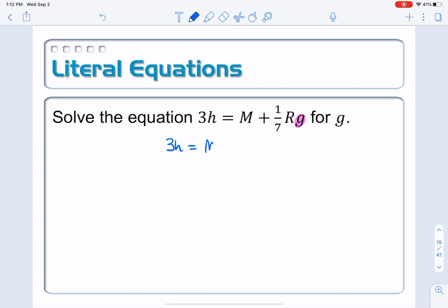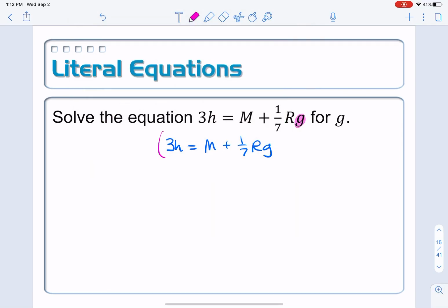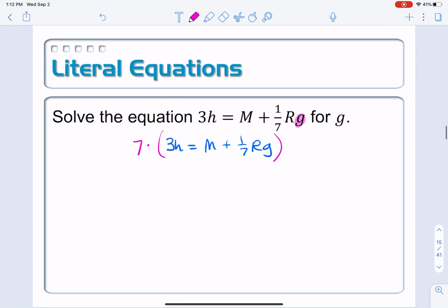Okay, m plus 1/7 r g. So if I multiply both sides of this by 7, and I'm doing that because it's the only denominator that I have here, I'll need to distribute the 7 to every single term. So 7 times 3h gives me a 21h. I have to do it on the right side also. 7 times the m gives me a 7m.